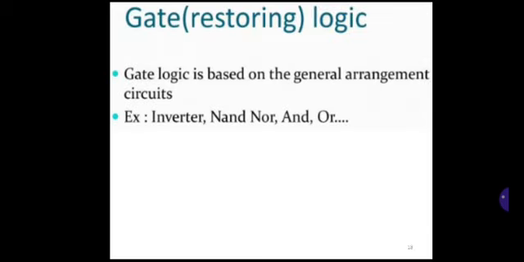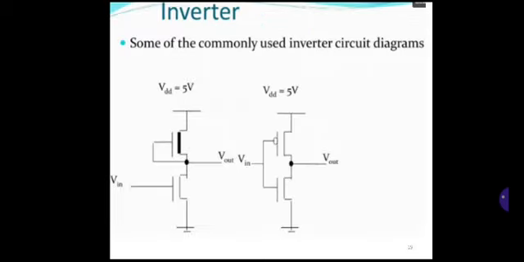So, gate logic usually uses NMOS or CMOS logic gates. Gate logic, also called restoring logic, is based on the general arrangement of circuits based on either NMOS or CMOS technology, where circuits like inverter, NAND gate, NOR gate, AND, OR etc. can be implemented. So this is gate logic or restoring logic.